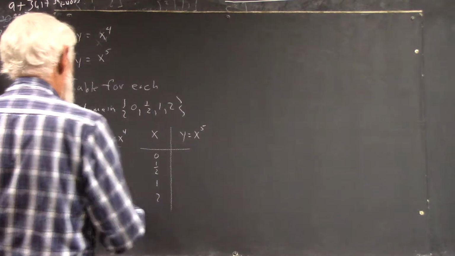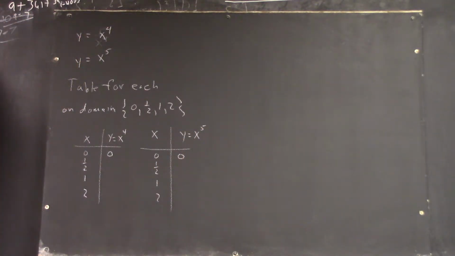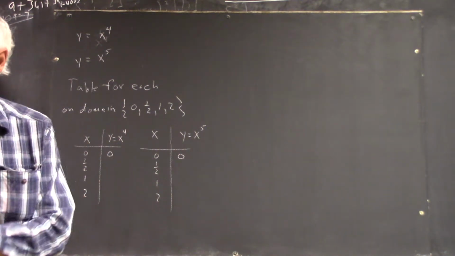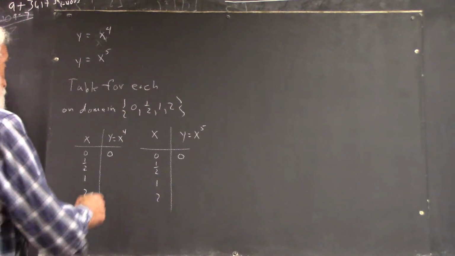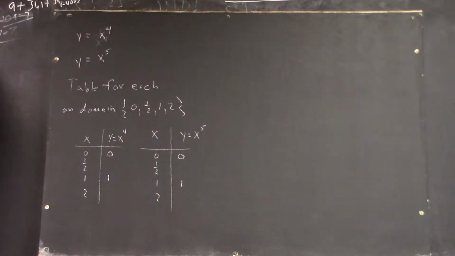So, and same thing for x to the fifth. It's a positive power, so we can do that. Okay? And of course, 1 to the fourth means what? 1 times 1 times 1 times 1, which is 1. Okay? And 1 to the fifth, for similar reason, is 1. Okay? Now, 1 half to the fourth.